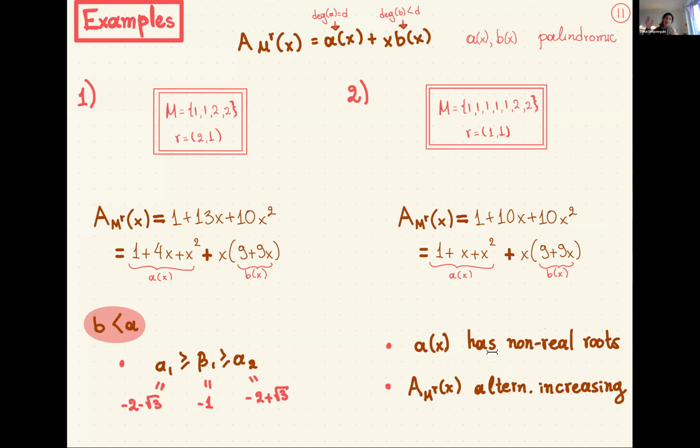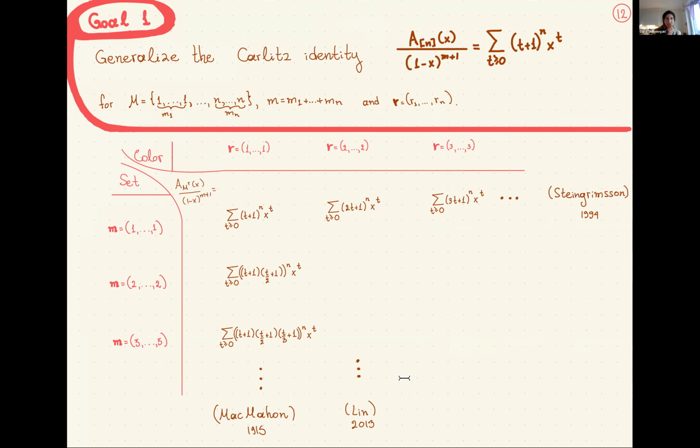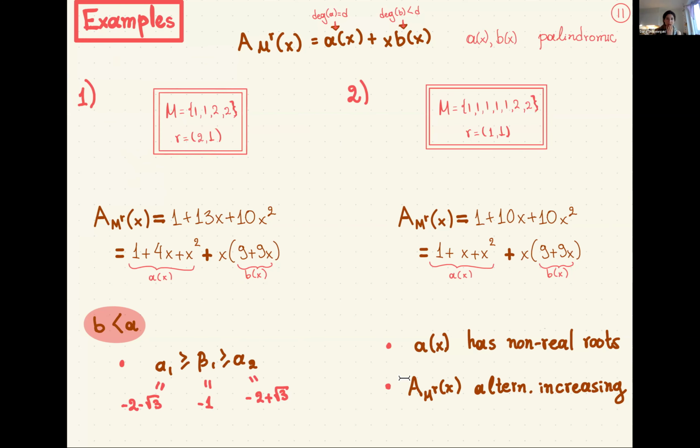However, it might have other interesting properties, like alternatingly increasing, which is the same as saying the A and B polynomials that are non-negative are unimodal. So it still might have nice properties, but not everything satisfies this strongest property, even in the uncolored case.